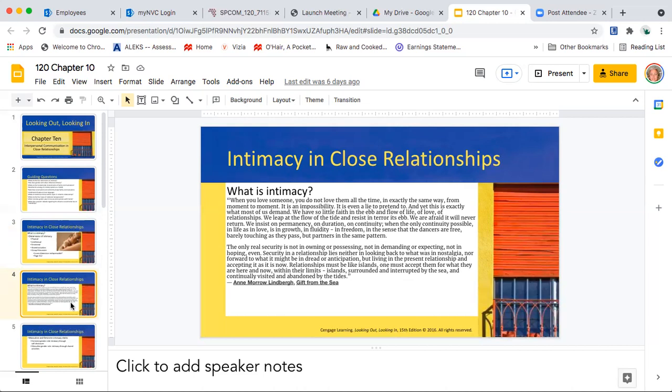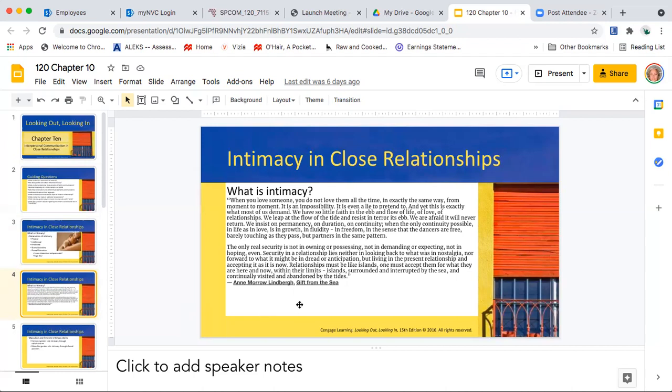And I love this quote from Anne Morrow Lindbergh. You may or may not be familiar with Charles Lindbergh, but Anne Morrow Lindbergh was his wife. And you should look it up. They have a very well-known history. She wrote an amazing book called Gift from the Sea.